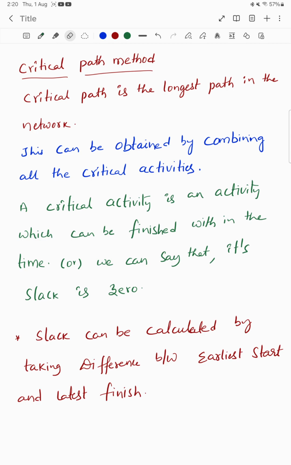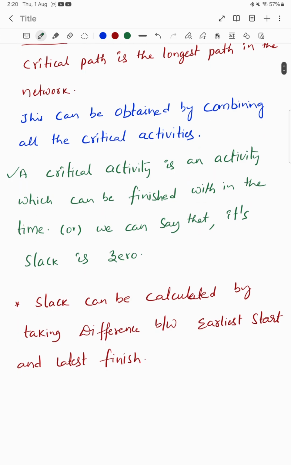Then what is the meaning of a critical activity? We might have many activities in the project, but some activities are called critical activities, where the activities must be finished within the time. Simply we say that the activities which cannot be delayed are said to be critical activities.